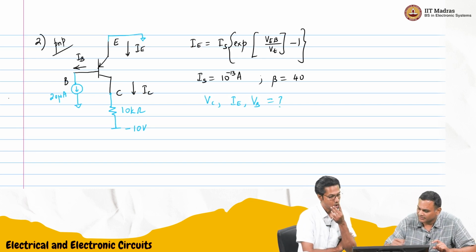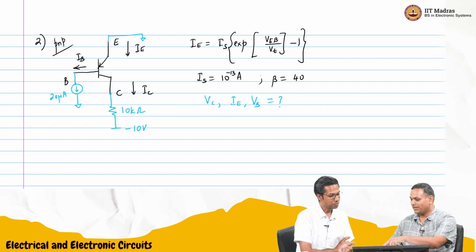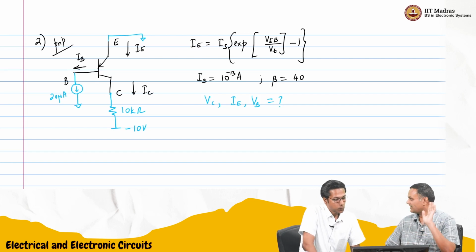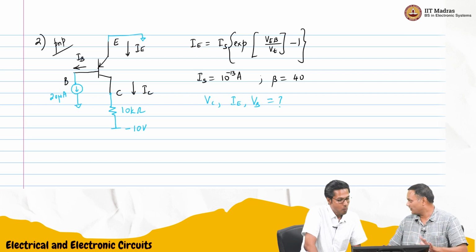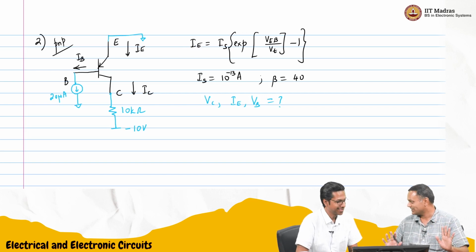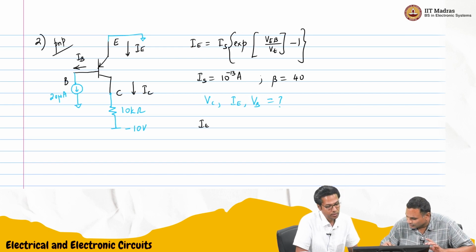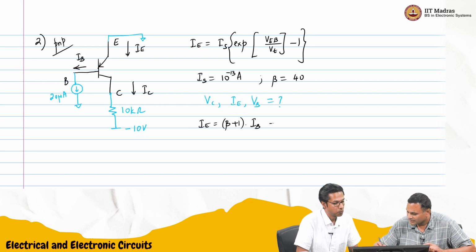So let us see how to approach this problem. Base current we know. Beta we know. So automatically IC and IE we know. In fact, this is a very common way. Once you know beta, or alpha, and one of the currents, you can find out the others in a transistor. That's a nice thing about the BJT, and beta is a pretty common transistor property. So IE is just beta plus 1 times IB, and that is simply 41 into 20 microamperes.